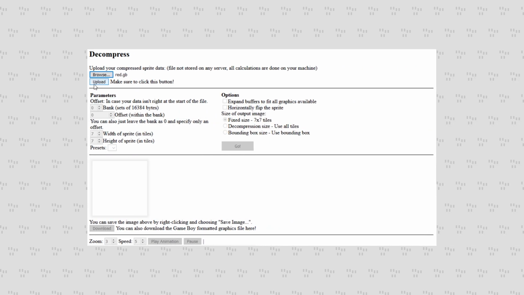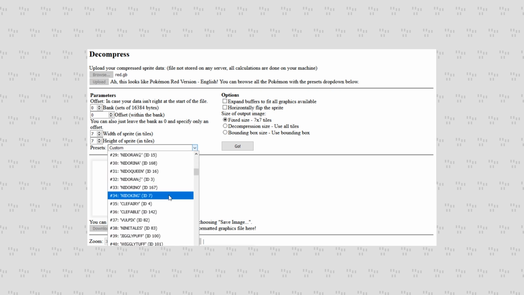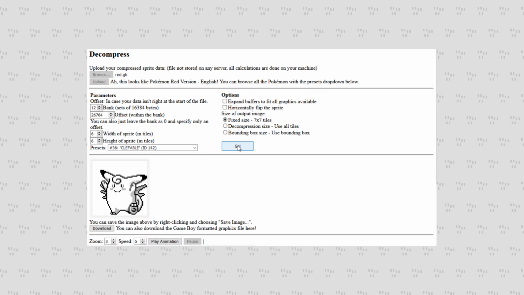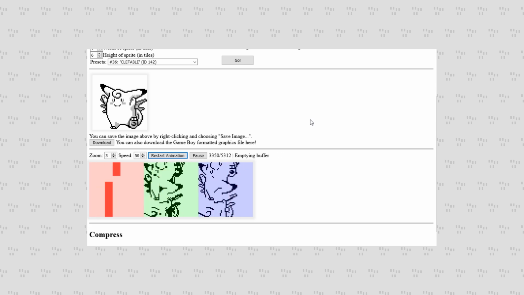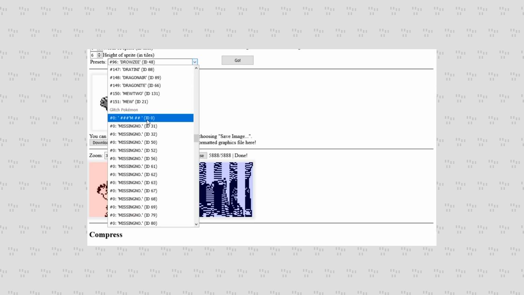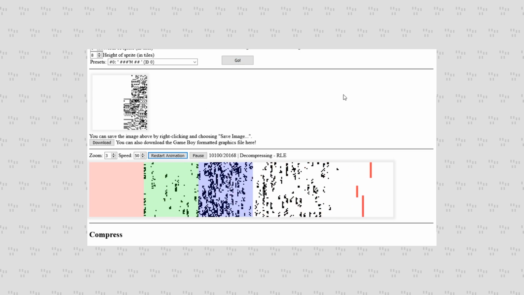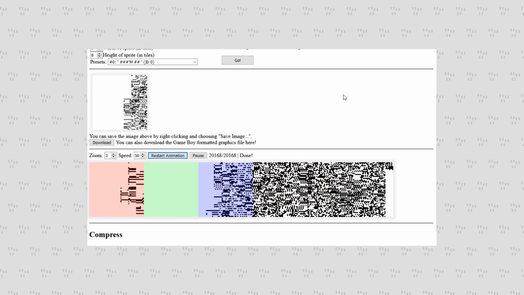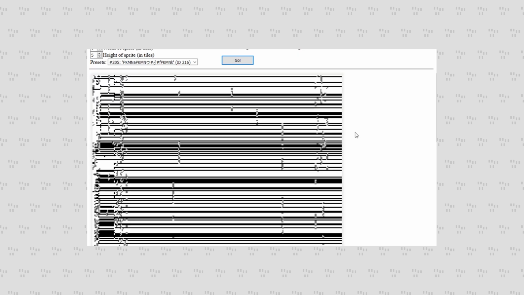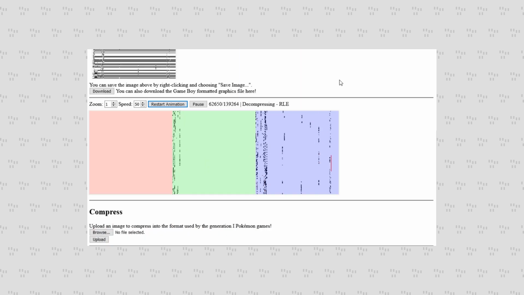Before this video wraps up, I would like to share a new web app that I made that lets you explore how this decompression algorithm works. You can find a link to it in the description of this video. The web app lets you upload a file that has compressed sprite data and shows you exactly how the data is decompressed, like in this video, but in your own browser. You can even mess with the settings and play around with parameters to see what you can come up with.